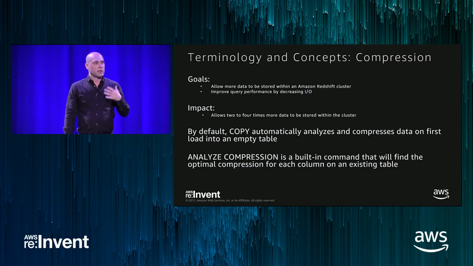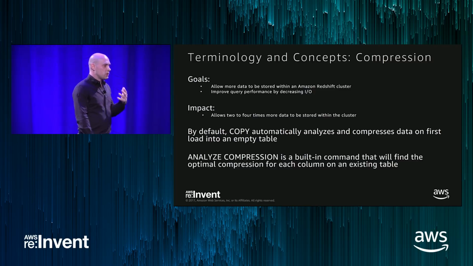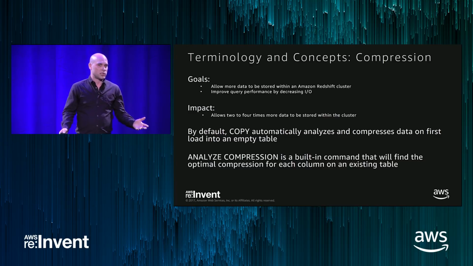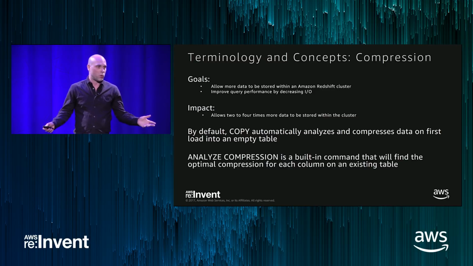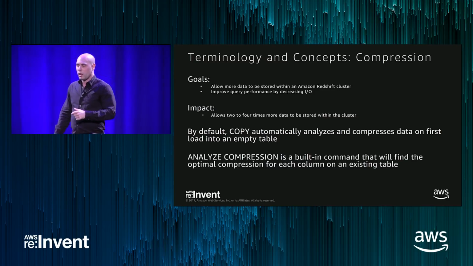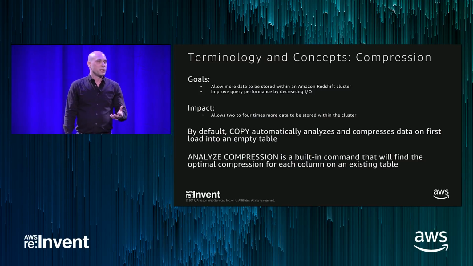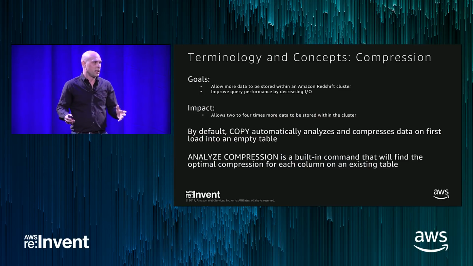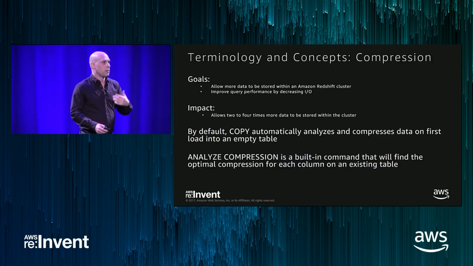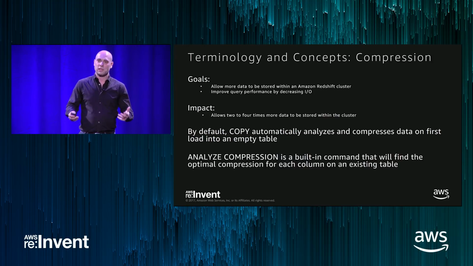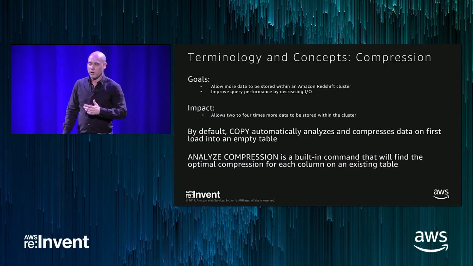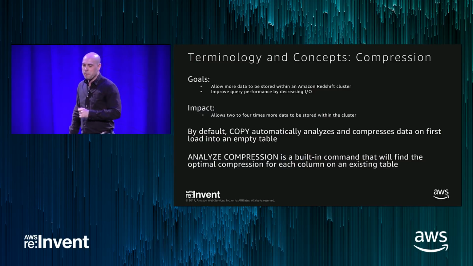The next piece is compression. Compression does 2 things in Redshift. One, it allows you to store significantly more data in your cluster, up to about 4 times more data. It also improves the performance of Redshift as well. The reason why is we actually reduce I/O. We've stuffed more data into our data blocks, and we're able to read more off disk quickly. There's a lot of CPU, and I/O is still the bottleneck, so that's why it improves performance.